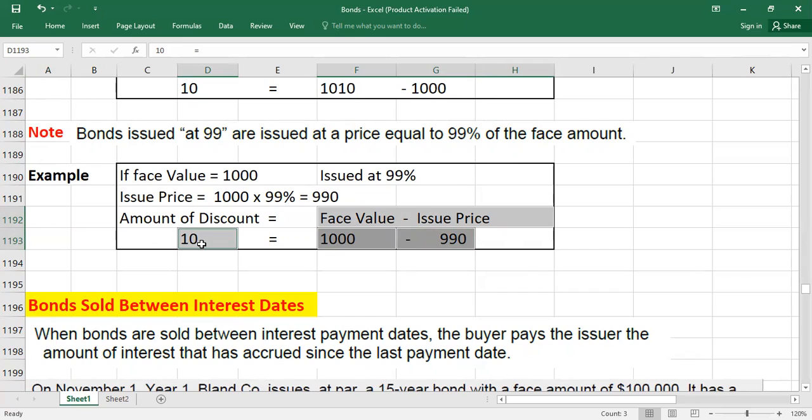So this is how you will measure the bonds initially in the balance sheet, I mean at the time of issuance. What you will do at the reporting date, I will cover in upcoming sections. Okay, so I hope you are clear with this concept, how to record the bonds initially.